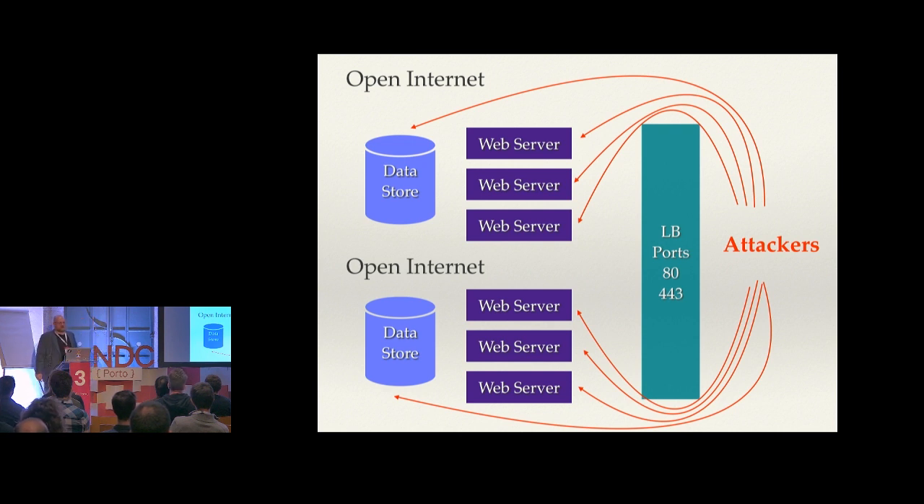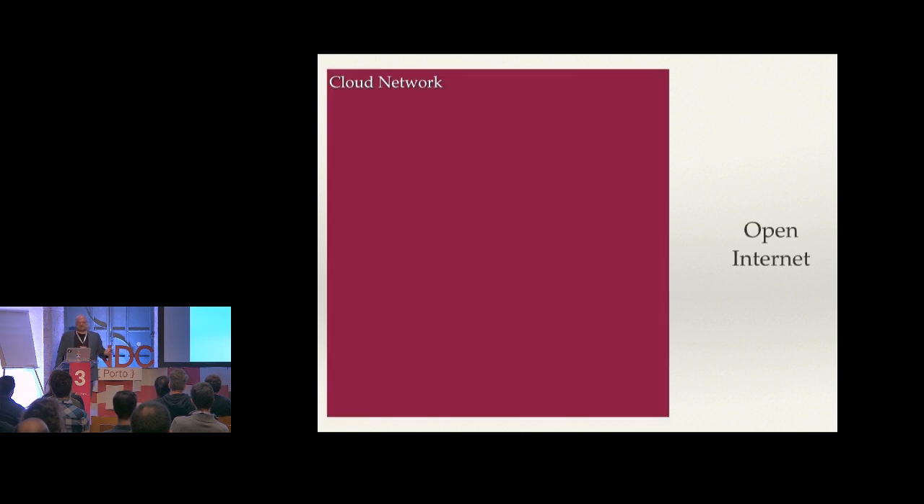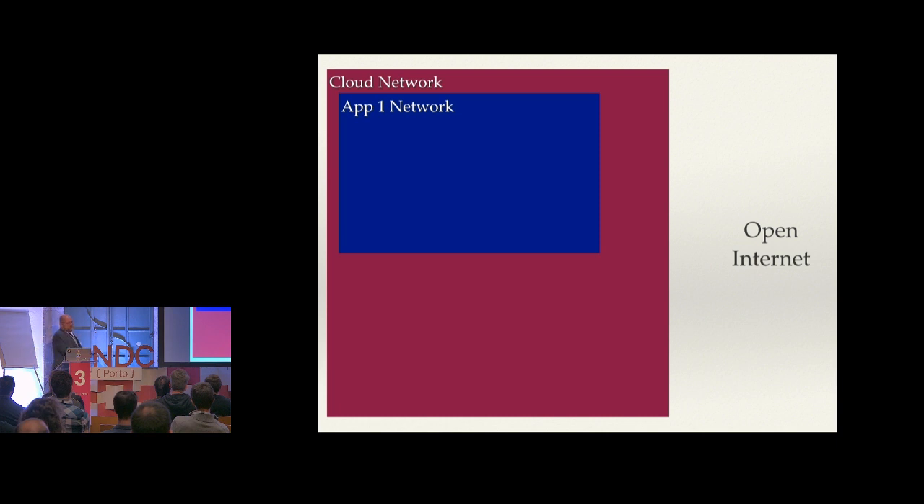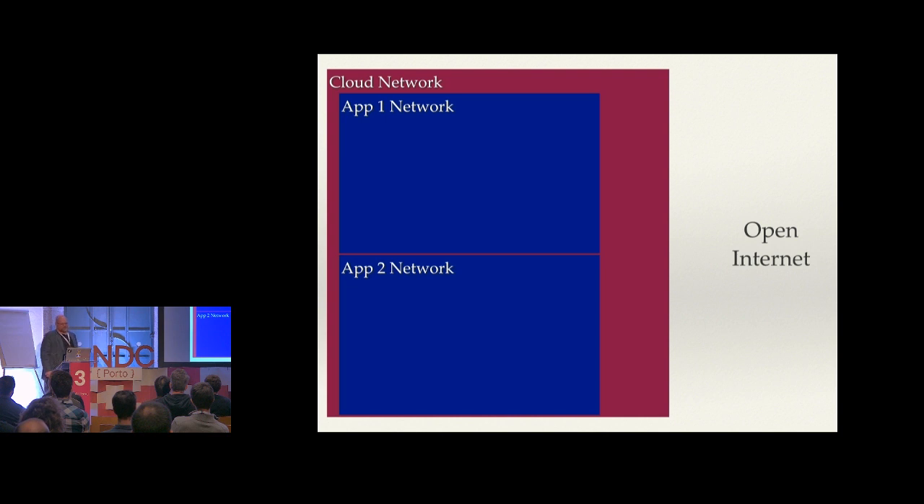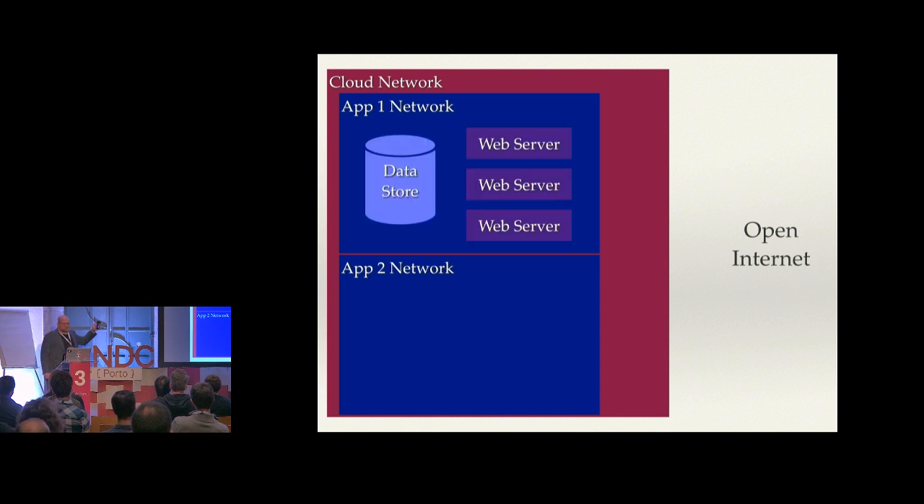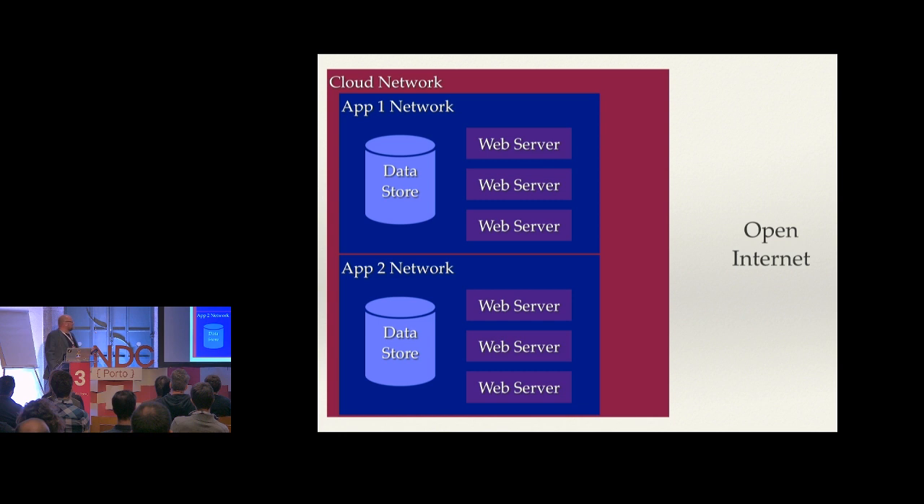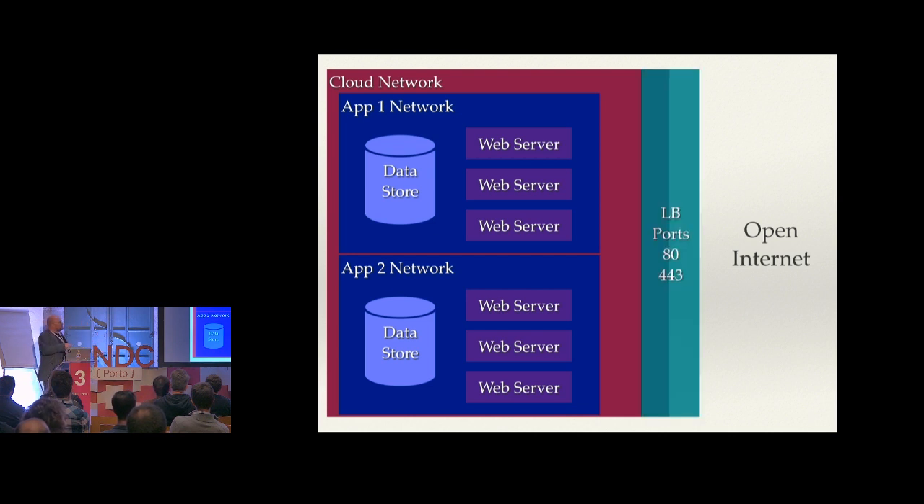and they're going to try to compromise every single machine on your stack, right? A more secure approach is you have your cloud, and inside of your cloud you have a network for your first application, a network for your second application. You can put a data store in there with web servers, another one for the other application. So they're on their own separate networks. So if they breach here, they cannot go here. And then I'm going to put a load balancer, and my load balancer is going to be the only outward open access into my network.